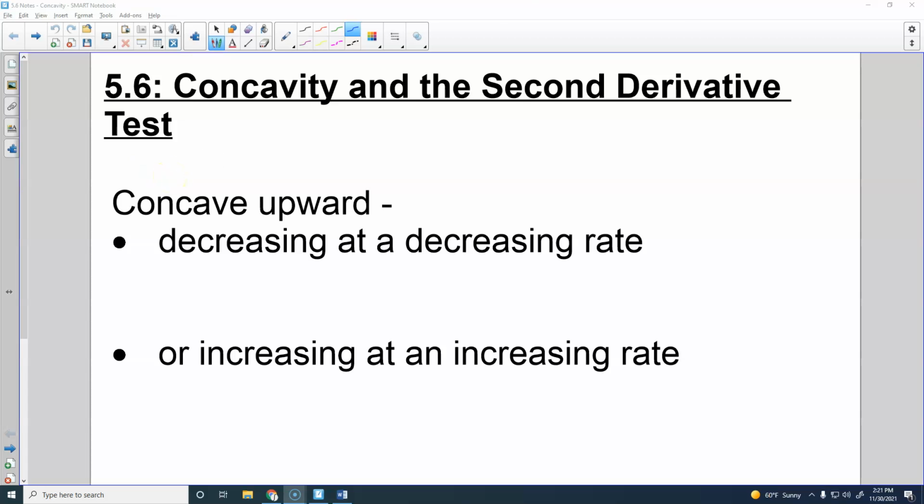All right, what we're going to be talking about today is concavity. Concavity is the way in which something curves. We can have two types of concavity: something that is concave upward or concave downward.